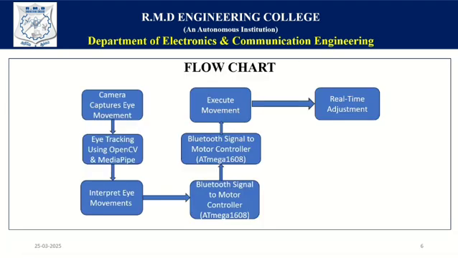So the flow chart of this project is: first we have to capture the eye movements using OpenCV. Then in that OpenCV we'll be using the dlib library to capture the eye pupils, which we will be using to determine which direction the patient wants to go: left, right, forward, or backward. These movements are interpreted and then sent through the Bluetooth signal to the motor controller, and this data will be executed accordingly, with real-time adjustments.